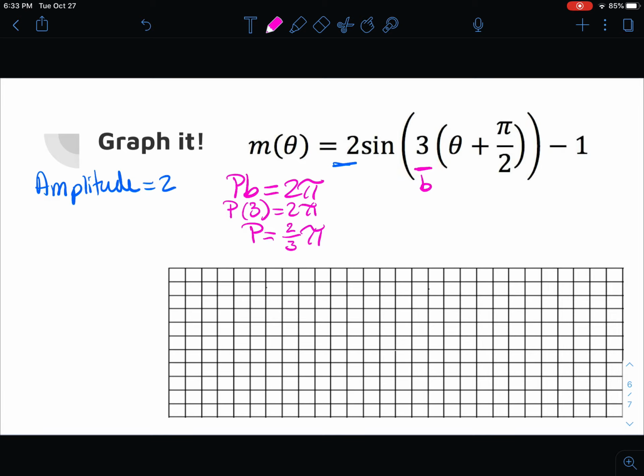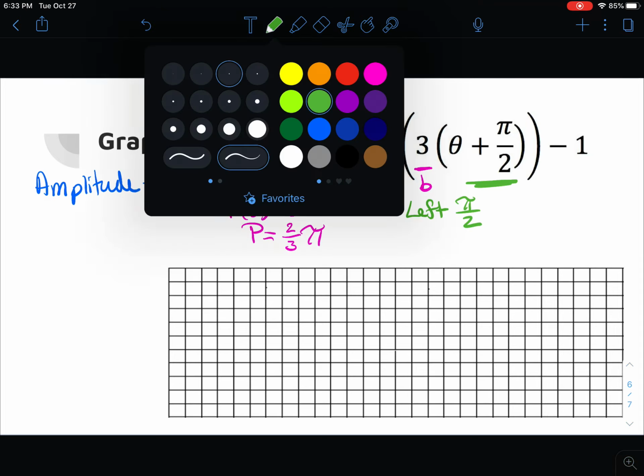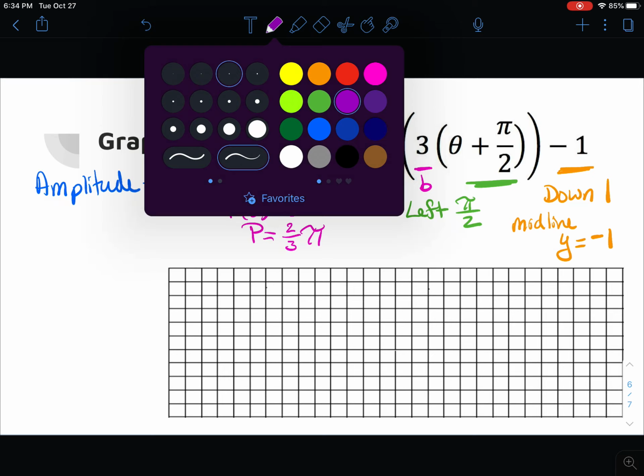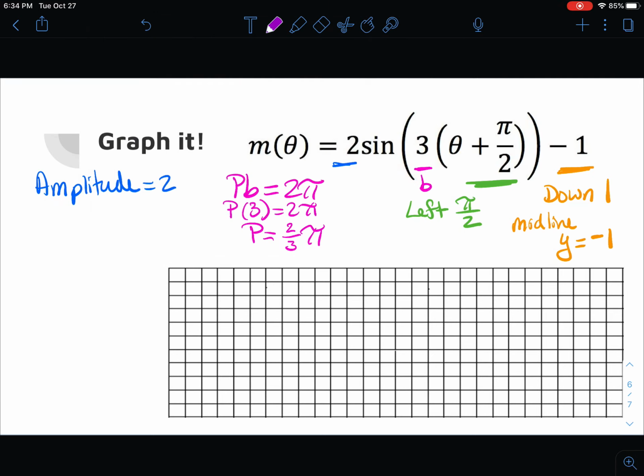That's a fun fraction. And then we are going to say this shift is going to go to the left pi over 2. And then we have this, which is going to go down 1. So now we have a new midline. Instead of the x-axis, it is going to be y equals -1. So we have a lot of things going on with this graph. All right, so let's see. We're going down 1, 2/3 left. Okay. And the amplitude is 2.